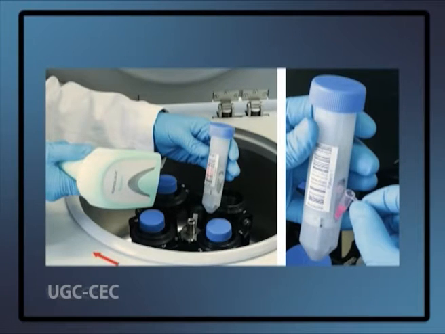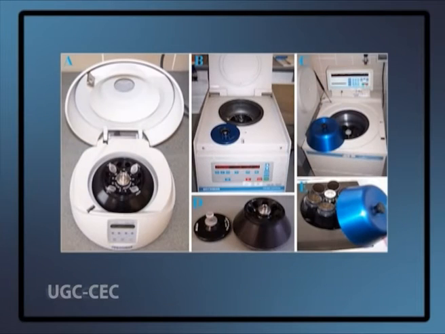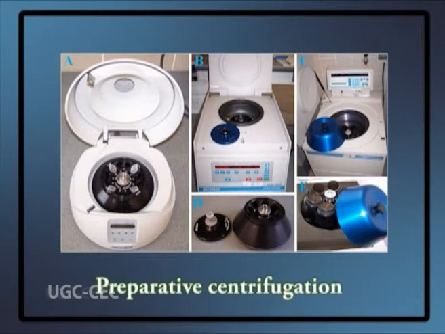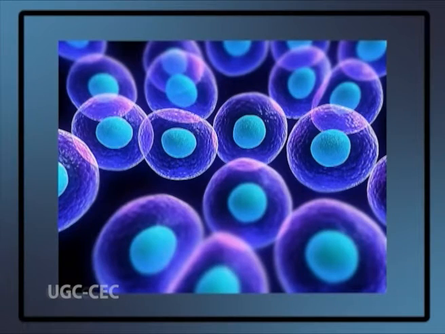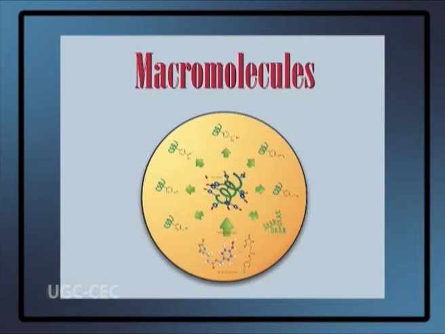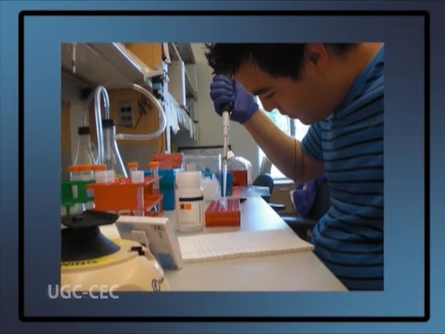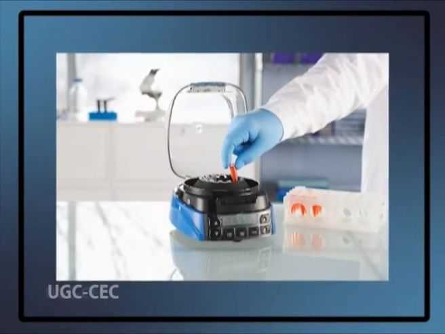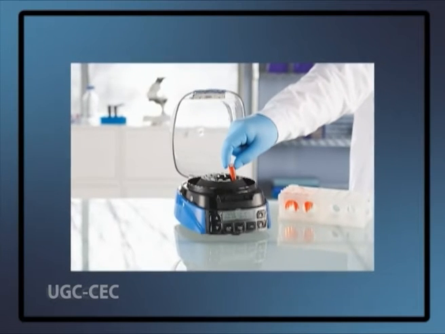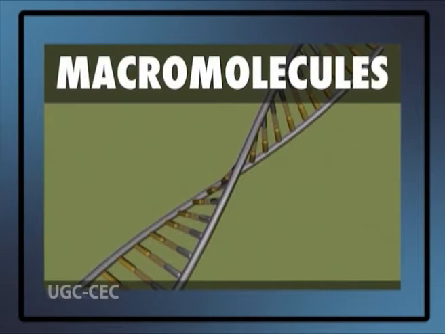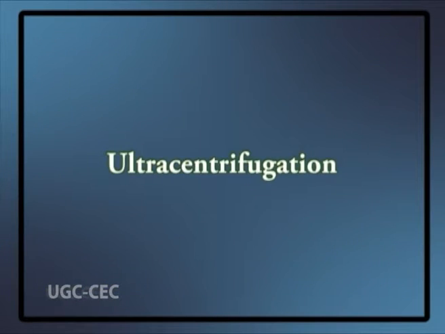Centrifugation techniques are classified in two categories. Preparative centrifugation, which is applied for the separation or purification of biological samples such as cells, organelles, macromolecules, etc. by sedimentation, and analytical centrifugation, which is applied to measure physical characteristics of biological samples such as purity, size, shape, and density of macromolecules. Ultracentrifugation.